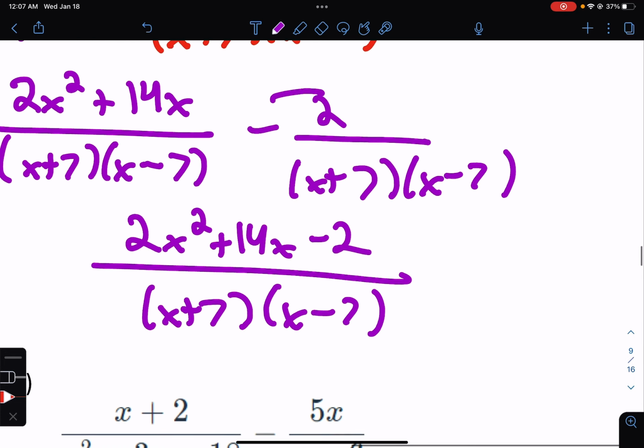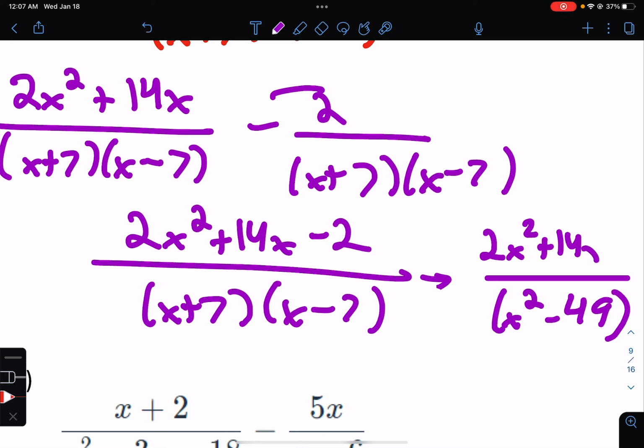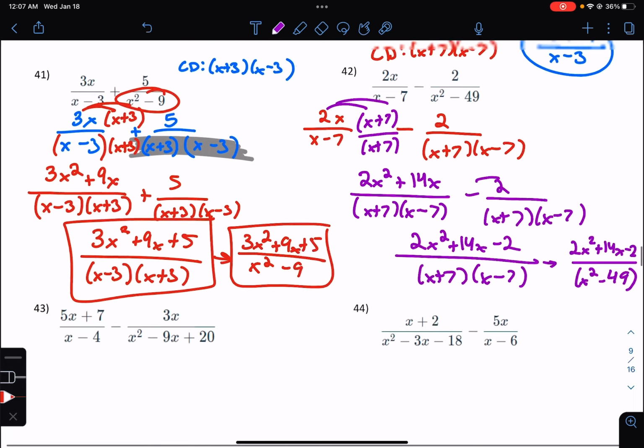And again, you could write this, if you were to simplify the bottom, as x squared minus 49. And then you would still have the same stuff on top, which is 2x squared plus 14x minus 2. These are both valid solutions, or valid simplifications, of this expression.